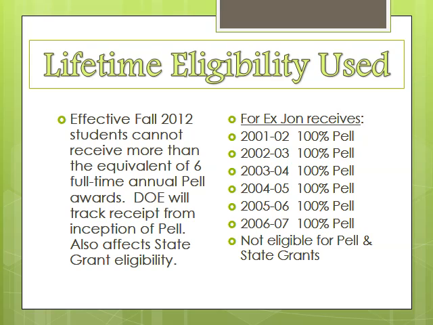For example, John receives 100% of Pell in 2001-02, 2002-03, 2003-04, 2004-05, 2005-06, and 2006-07. So based on John's example, he's received his maximum amount of Pell Grant. So he would not be eligible for any more Pell Grants or state grants.